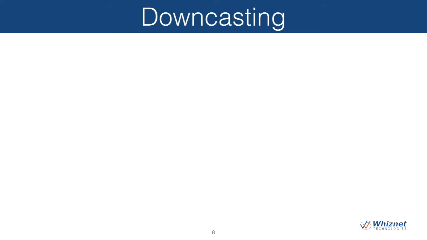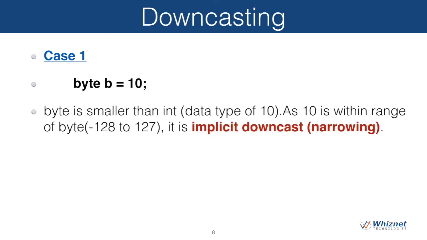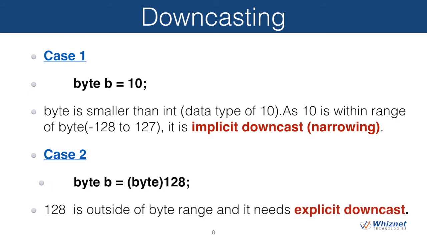Downcasting is also called narrowing operation. Byte is smaller than int. As 10 is within range of byte, it is implicit downcasting. And in this case, 128 is outside of byte range and it needs explicit downcasting.